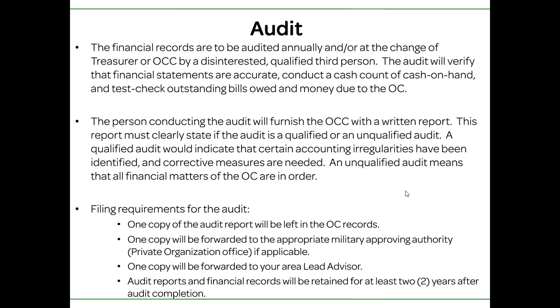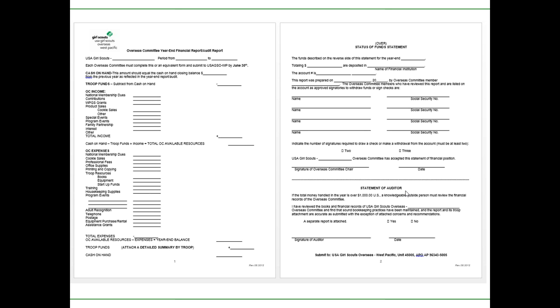Now, there are filing requirements for the audit. One copy of the audit report will be left in the Overseas Committee records. One copy will be forwarded to the appropriate military approving authority if applicable. And then one copy will be forwarded to your area lead advisor. And audit reports and financial records will be retained for at least 2 years after the audit completion with the Overseas Committee, and these should be in your locked file.